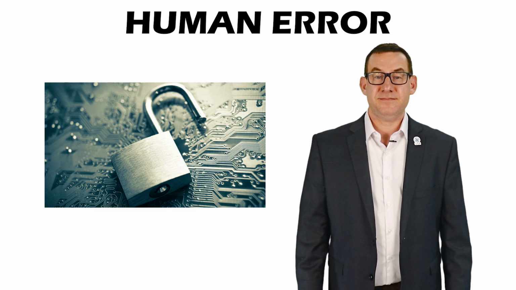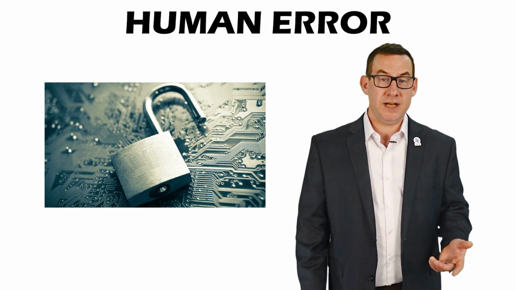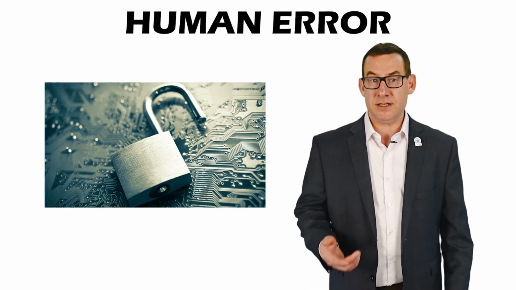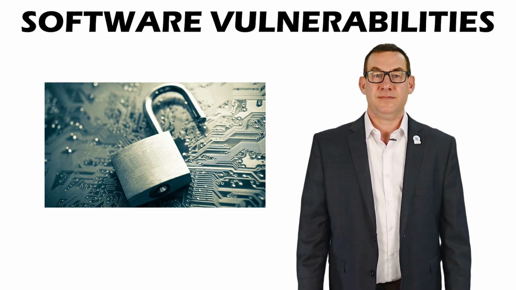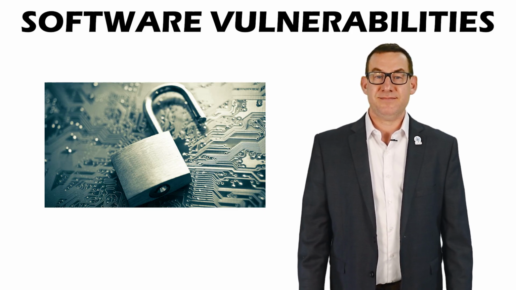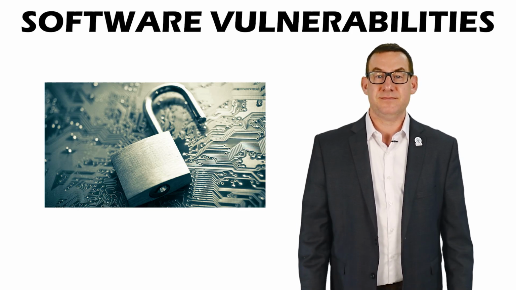Human error. Human error includes weak passwords, password sharing, or accidental deletion or corruption of data. Software vulnerabilities. Software vulnerabilities result from unpatched systems or misconfigurations that can be exploited by attackers.